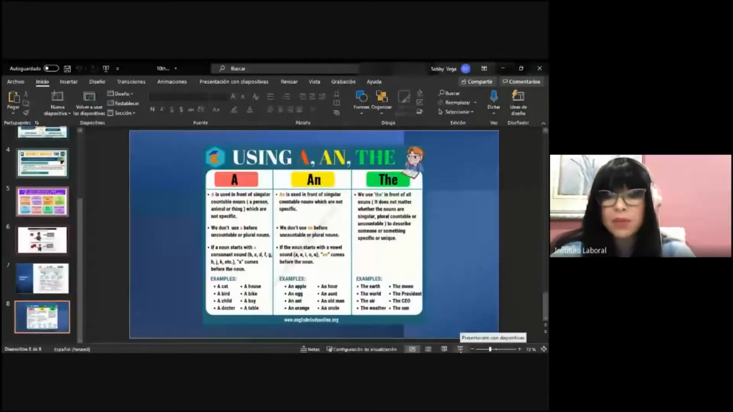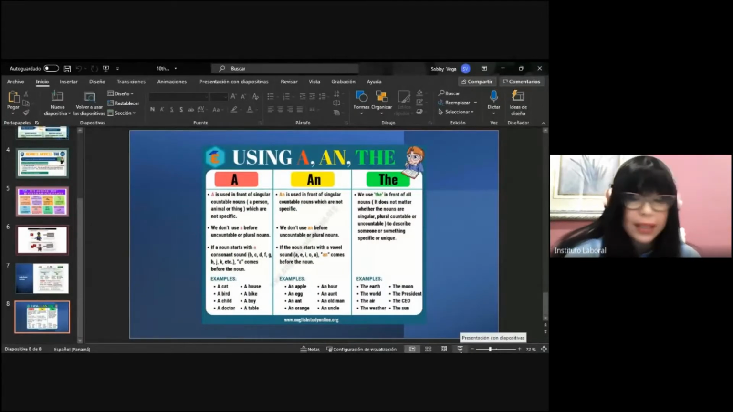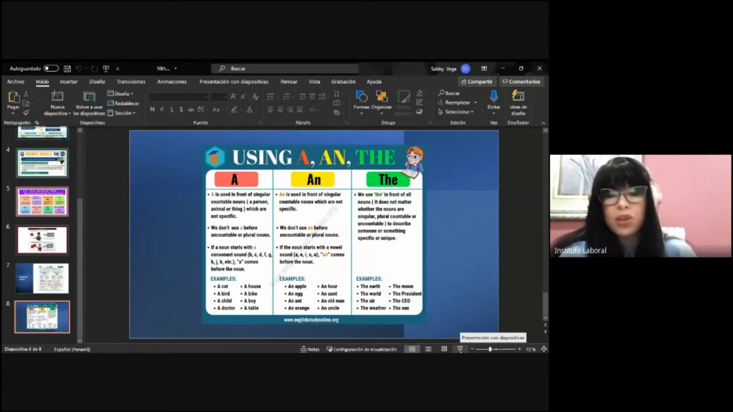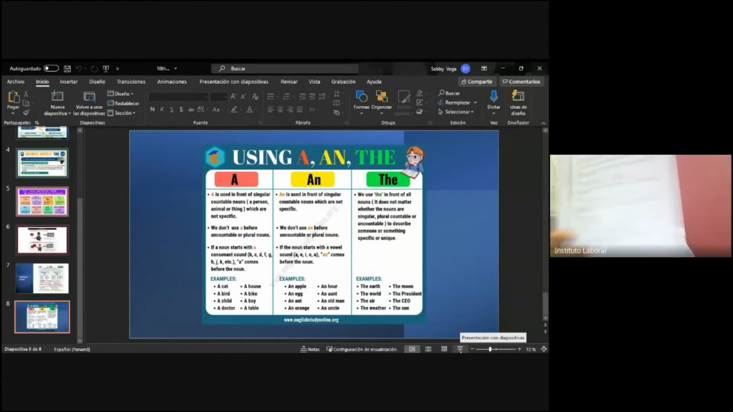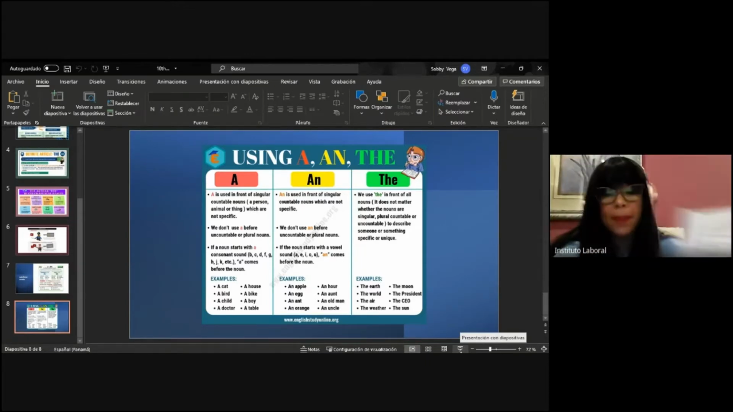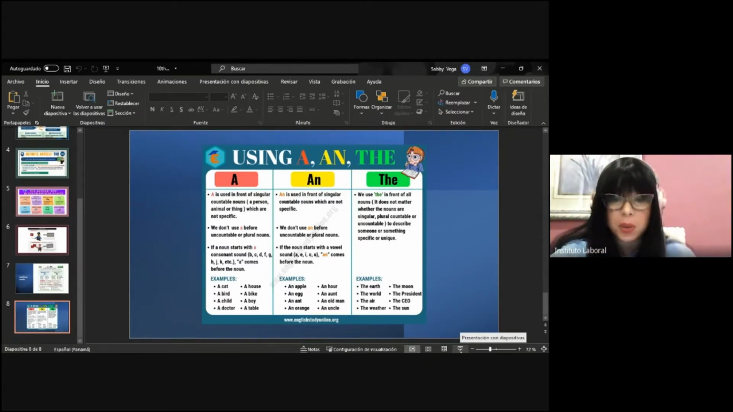So it's time to practice. But before going to practice, we need to check the information in the English module. We are going to go to page 13 of your English module. Let's go there.